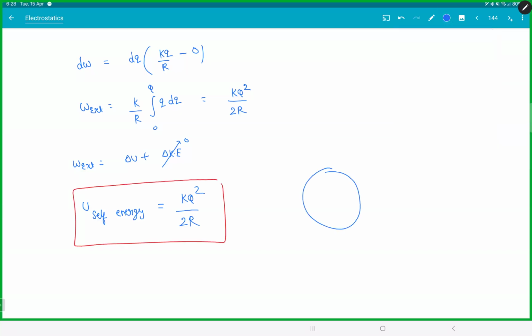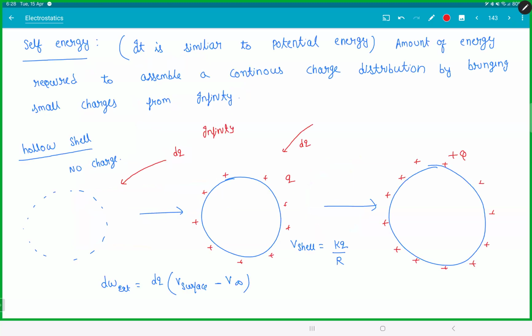So if you have a shell of radius r and charge Q, all the charges on the surface will interact with each other, generating this much energy. It means if the shell explodes, the kinetic energy of the system will be equal to this, kQ square by 2r is half mv square. Clear, everyone? This is for a hollow shell. But everyone got the story of what we did? Initially there was nothing. Then you brought dq, dq, dq, and then you just ended up with plus Q.